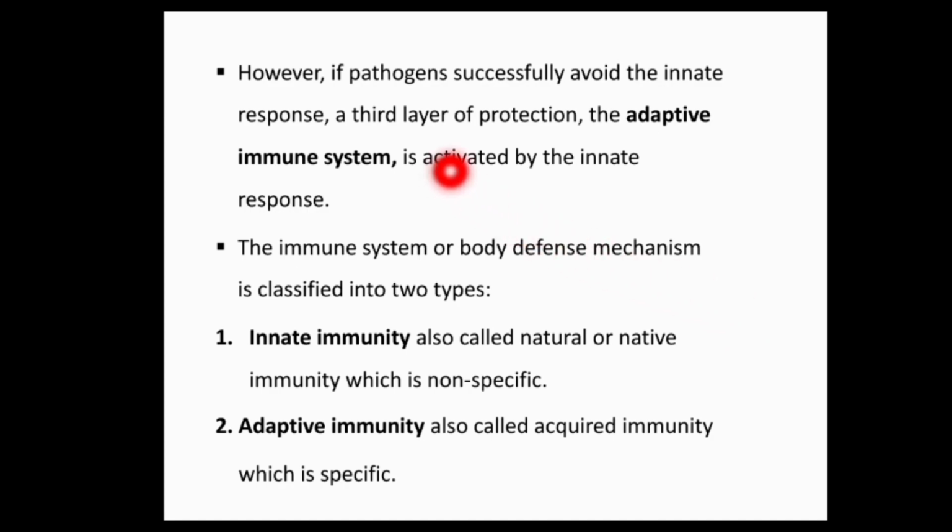However, if pathogens successfully avoid the innate response, a third layer of protection, the adaptive immune system, is activated by the innate response. The immune system or body defense mechanisms are classified into two types. The innate immunity, also called natural or native immunity, which is non-specific. And adaptive immunity, also called acquired immunity, which is specific.